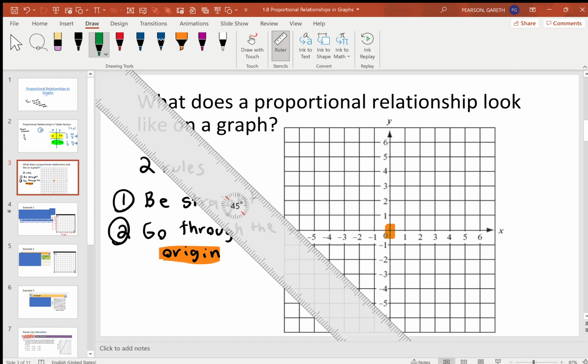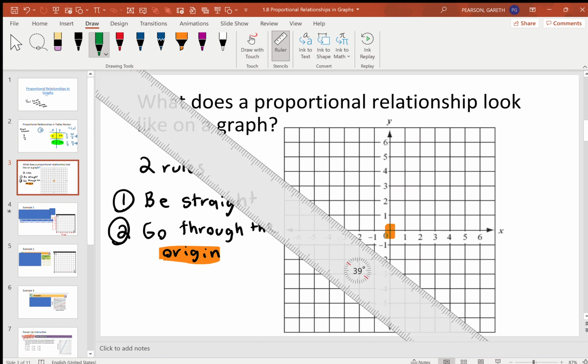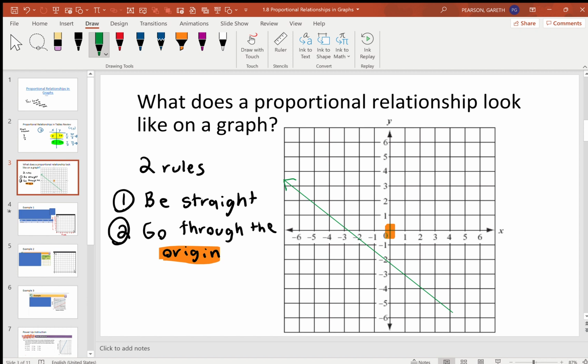Let's go with a green line first. So this line right here, if you're shown this on a graph, you're going to be asked, hey, is this proportional? Well, the answer is no. I mean, it's a straight line, sure, but it's not going through the origin. So this one is not proportional, okay?